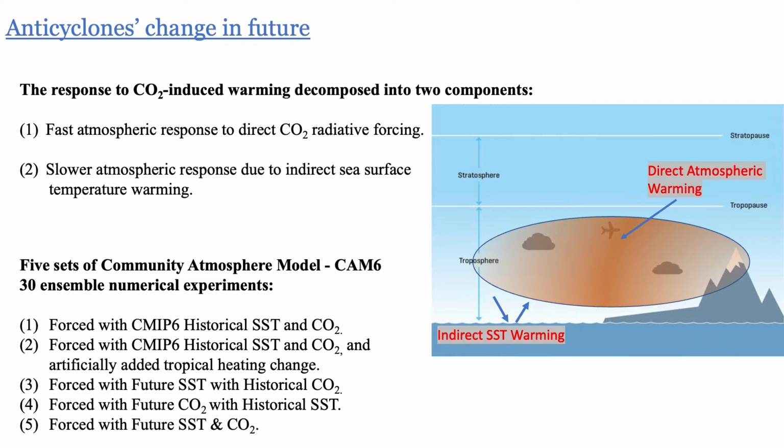forcings. For example, the first one is forced with historical sea surface temperature and CO2 forcing from CMIP6. Then we run historical sea surface temperature and CO2, but we artificially add diabatic heating changes in the tropical ocean from future climate to the model to understand how the tropical diabatic heating alone influences the subtropical anticyclones in future climate. The third set of experiments is forced with future SST, but historical carbon dioxide, to find the influence of the sea surface temperature alone. Then another set has future CO2 but prescribed historical sea surface temperature to find the direct CO2 influence in the atmosphere, but not SST influence, in the future climate. Finally, we run the model with both future SST and CO2 to see as a combined effect how they influence the subtropical anticyclones in future.